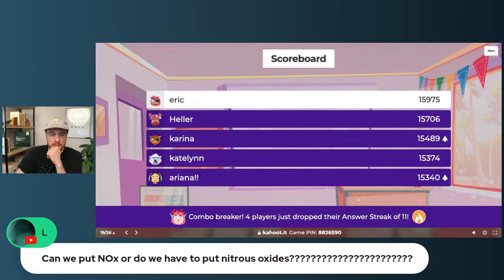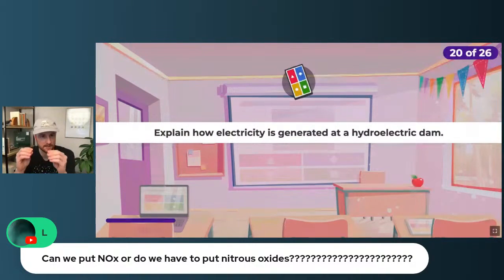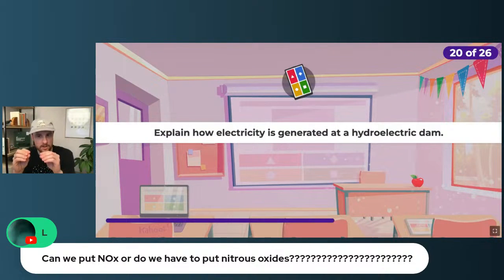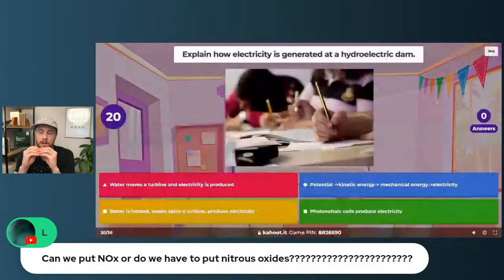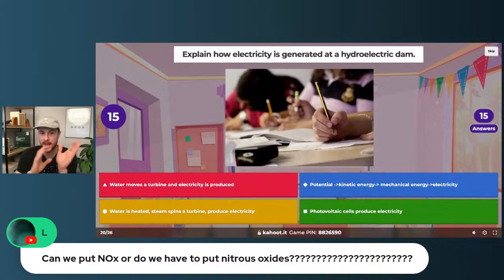You can put just NOx in most cases. The only time you can't just put NOx is if you're specifically describing the breakdown of photochemical smog, or the formation of photochemical smog. So it'd be safer to say NO2 is broken down into a free oxygen and NO, and that free oxygen combines with O2 to form O3. So you wouldn't just want to say the sunlight breaks down NOx. In that case, you'd want to actually say NO2.